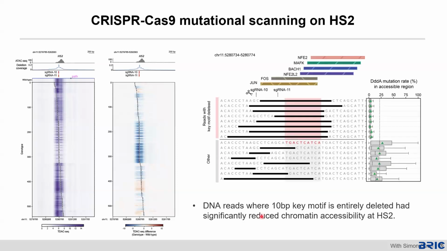So next, we wanted to zoom in on this part, and we did motif clustering analysis to find the minimum motifs whose deletion altered the chromatin accessibility. And we found that DNA reads where this 10 base pair key motif is entirely deleted have significantly reduced chromatin accessibility at HS2 compared to other reads. And this key 10 base pair motif mostly overlaps with the AP1 motif, which is known to be essential for HS2 activity. So this suggests that AP1 is an important TF for making this enhancer accessible.